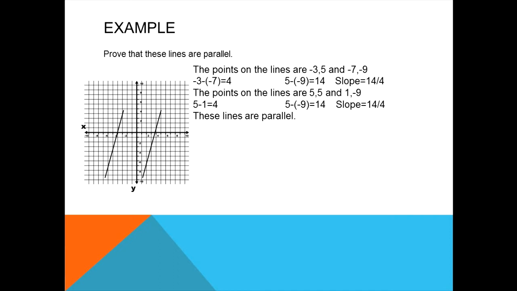So what we did here was we found the slope of these lines by subtracting them. We did the first line on the left. It has a slope of 14 over 4, and the points on the line on the right are (5, 5) and (1, -9), and we subtracted them once again, and we found that the slope is 14 over 4, meaning that these lines are parallel because they go 14 up and 4 over.